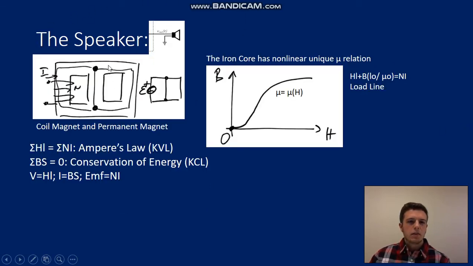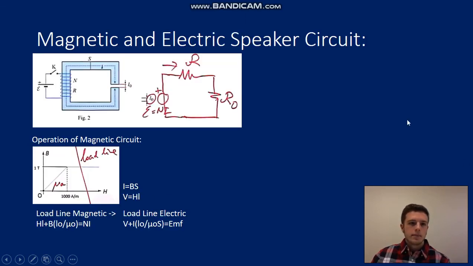Moving on to the speaker itself, we have the permanent magnet, which is an iron core in this case, which has a nonlinear, unique mu relation between B and H. And this is the equation of the load line for future reference. And we also have the coil. And here our relations of KVL are given here, and the conservation of energy is KCL from magnetic to electric circuits. And here we have our magnetic circuit and our electric circuit equivalent, which is just making the coil and the gap resistances themselves and making the Ni turns into an EMF generator.